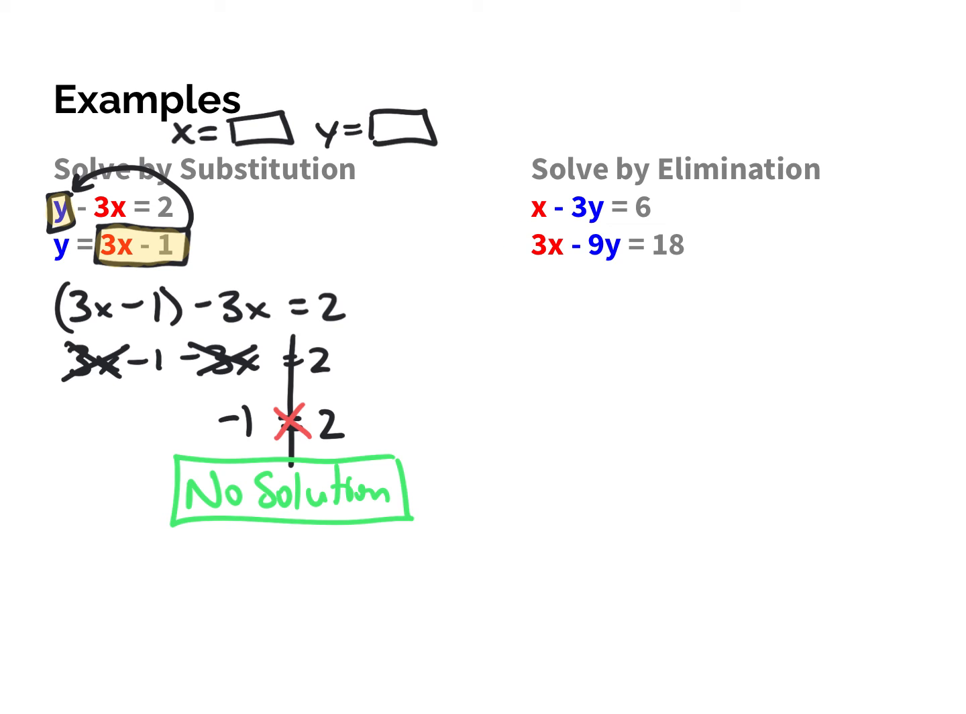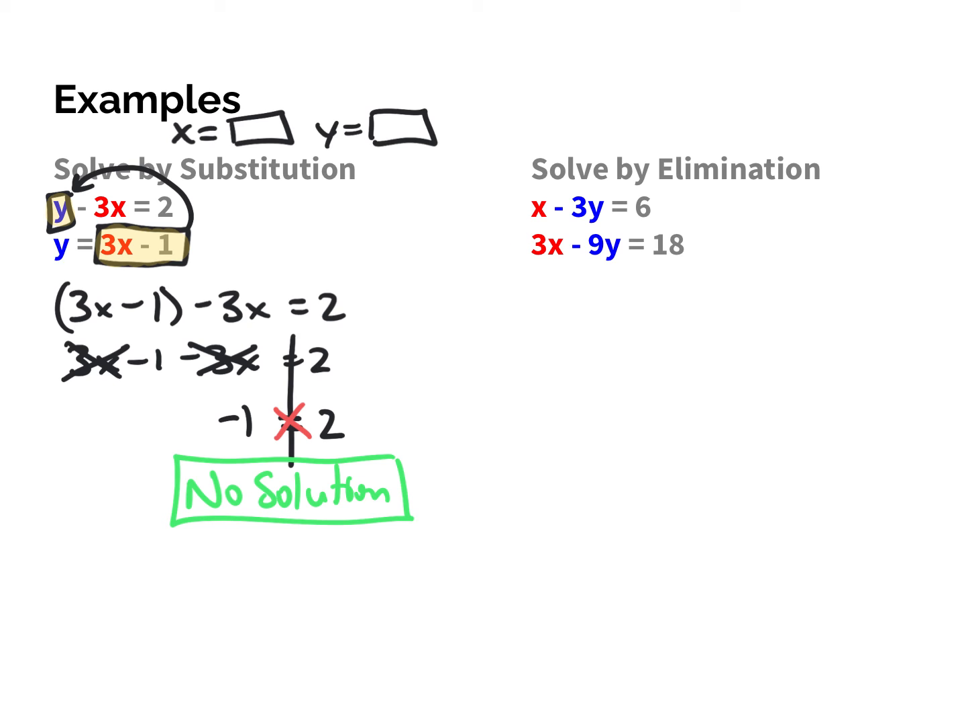With elimination, we are looking for equal and opposite. So if I have, let's say, 3 and -3 or whatever it might be. In this one I don't see equal and opposite, so I might have to modify my equation a little bit. Let's say I want to eliminate the x's. I have x and 3x.